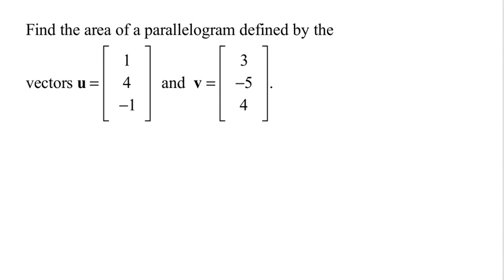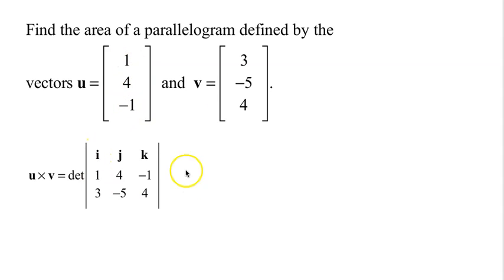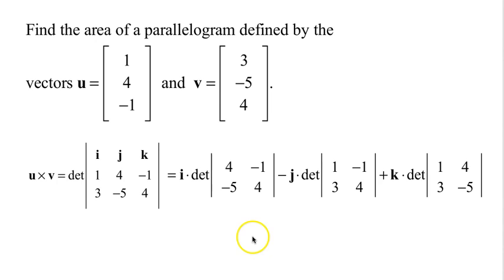I've got vector u, which is 1, 4, negative 1, and vector v, which is 3, negative 5, 4, and my goal is to find the area of the parallelogram. To do that, I've got to find the cross product and then find its magnitude. So the cross product, u cross v: i, j, k across the top, plus minus plus, of course. Second row u, 1, 4, negative 1. Third row, 3, negative 5, 4. So plus i times its minor, minus j times its minor, plus k times its minor.